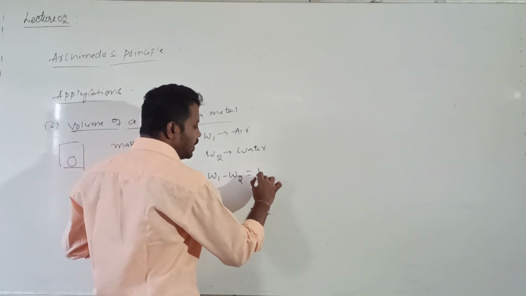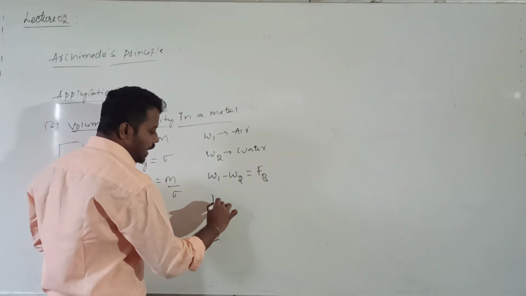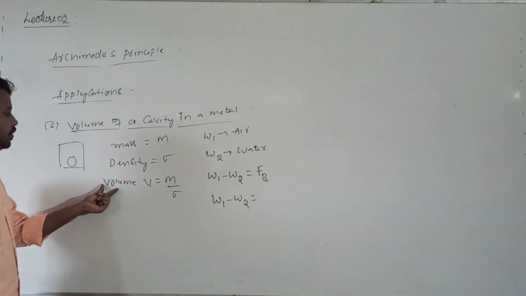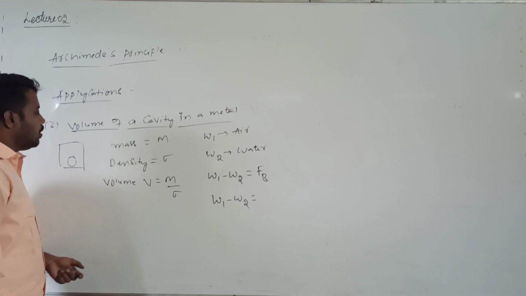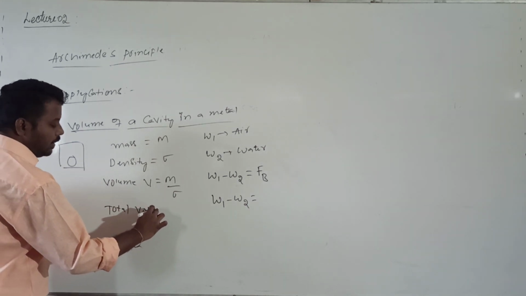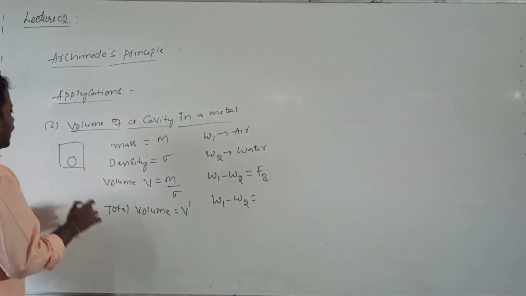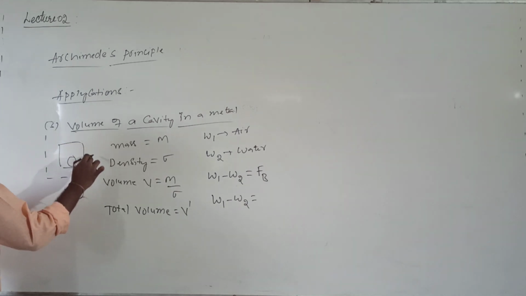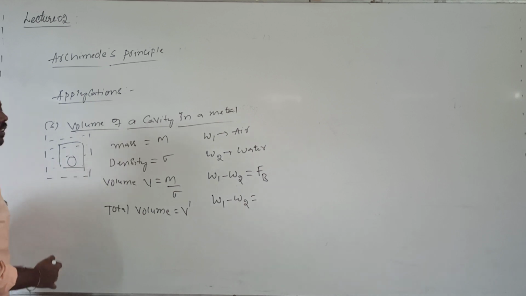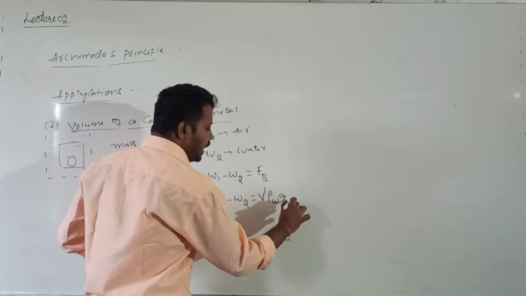How can I calculate the loss of weight? According to Archimedes principle, it will be equal to V rho W g, which can be written as W1 minus W2. Actually, this V is the volume of only the material of the metal plate. If I call the total volume of the metal plate, including the cavity, V dash, then the total volume including the cavity was immersed in water. When it is completely immersed in water, the buoyant force FB will be equal to V dash into rho W into g. Can I write that down?